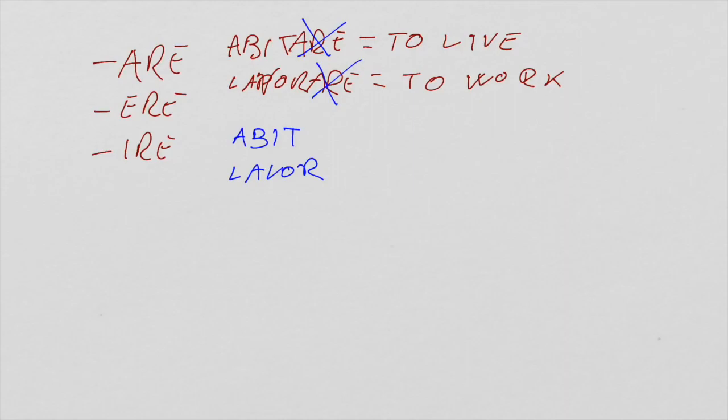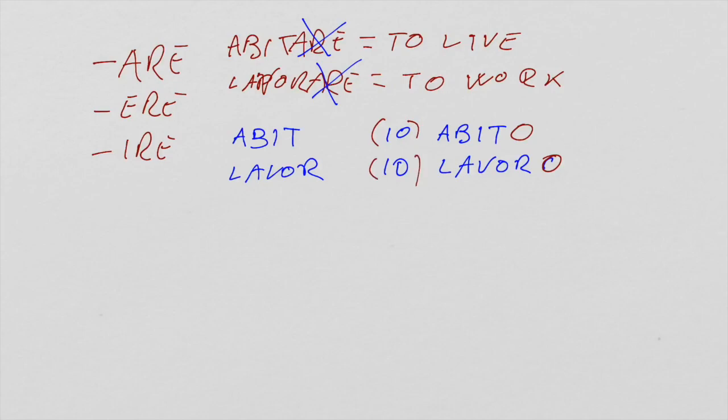In the case of io, you must remember to add at the end of the root an o. Let me change the color. So, io abito, io lavoro. Okay, you know that io is optional, so you can even say abito and lavoro.